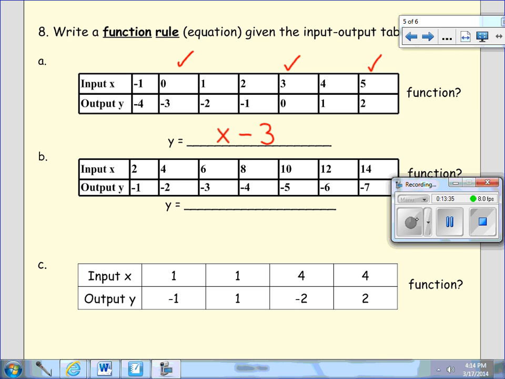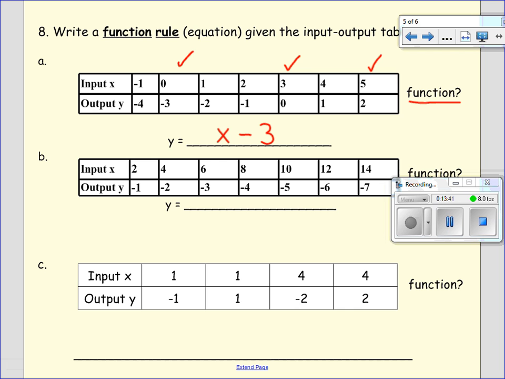Now it's asked, is this a function? Notice I had that out to the side. As you can recall, in the first part of our notes, a function is a relation, and we talked about a relation being a set of ordered pairs, in which each value of the domain is paired with exactly one value of the range. So we can go through and look at all of our domains and see if they repeat. And they do not repeat. So yes, this is a function.